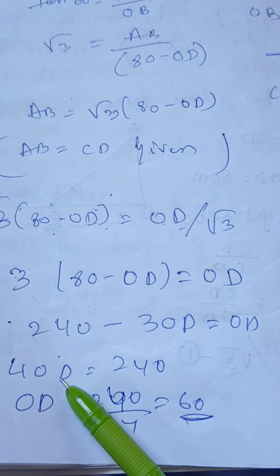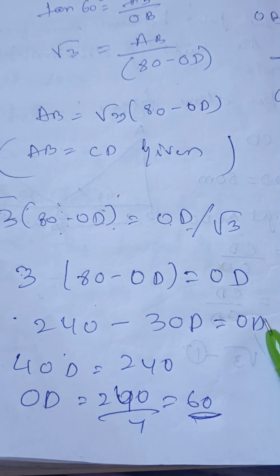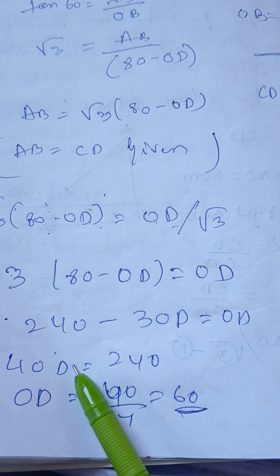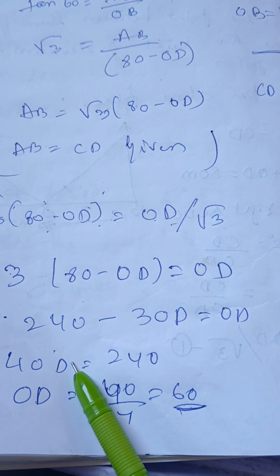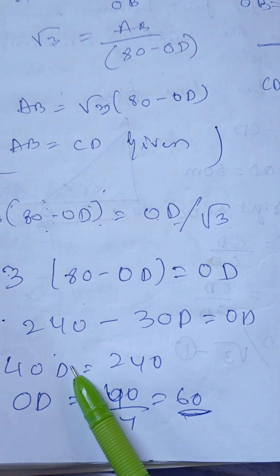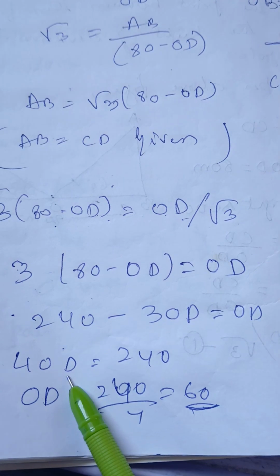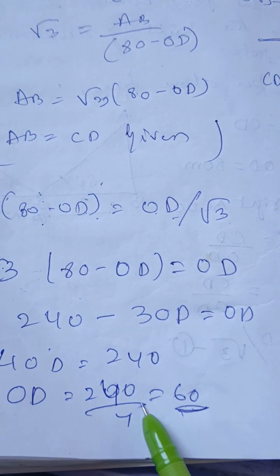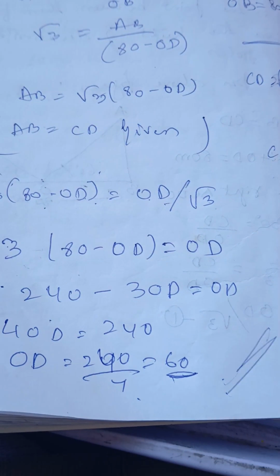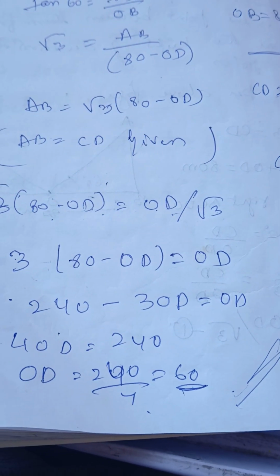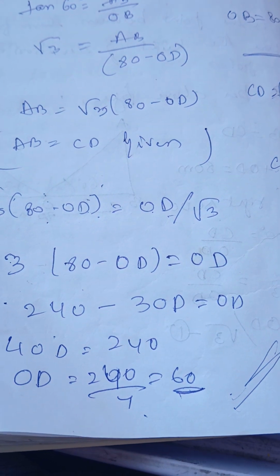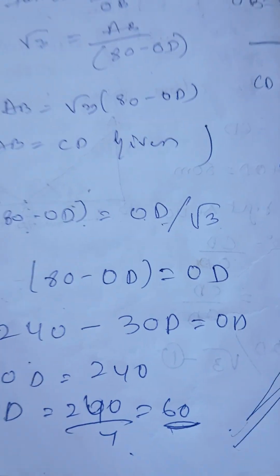So what happens here? We get 3 OD plus OD, so we will get 4 OD equals 240. So OD is equal to 240 by 4, which equals 60. So we get the value 60. Clear? Is it clear to everybody? Yes.